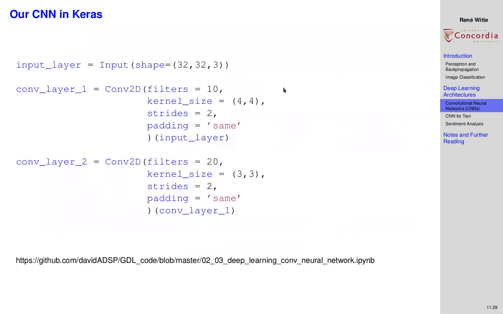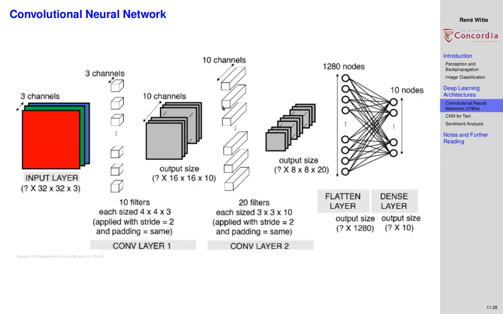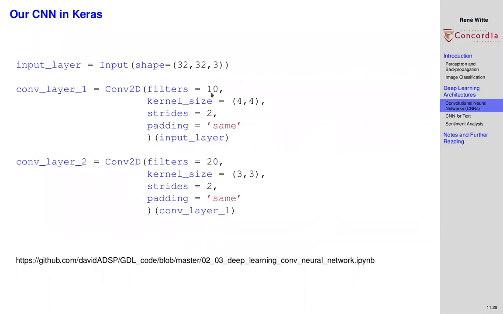So again, how do we define this in Keras? Well, the input layer is the same as before, but now we have 2 layers for 2D convolutions. And just like we defined in the image here, the first layer has 10 filters of size 4 by 4, strides 2, padding the same. And then the next layer coming afterwards has 20 filters, 3 by 3, 2 strides, and again, same padding. And you can always see how the layers are chained one after the other.